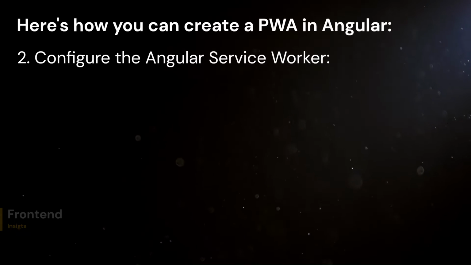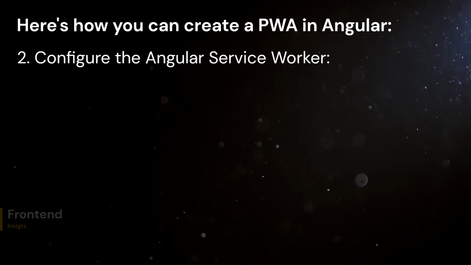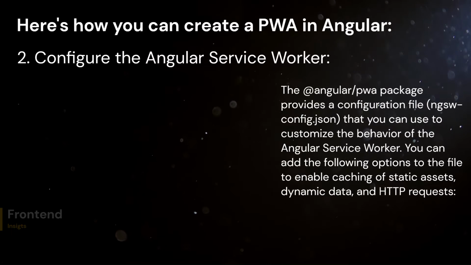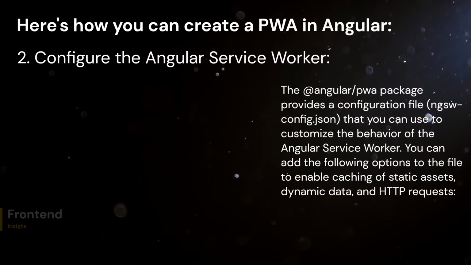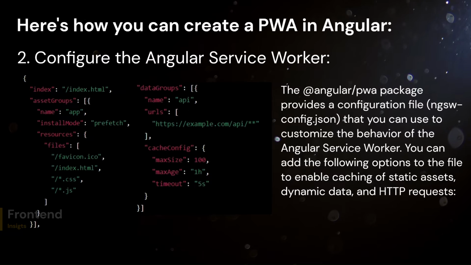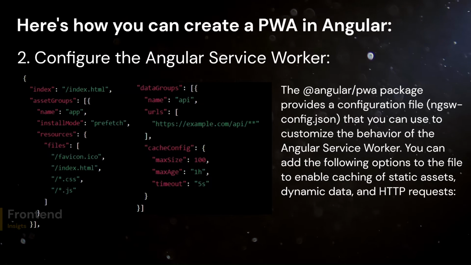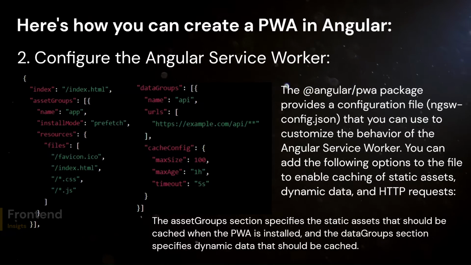Second, configure the Angular Service Worker. The @angular/pwa package provides a configuration file, ngsw-config.json, that you can use to customize the behavior of the Angular Service Worker. You can add the following options to the file to enable caching of static assets, dynamic data, and HTTP requests. The assetGroups section specifies the static assets that should be cached when the PWA is installed, and the dataGroups section specifies dynamic data that should be cached.